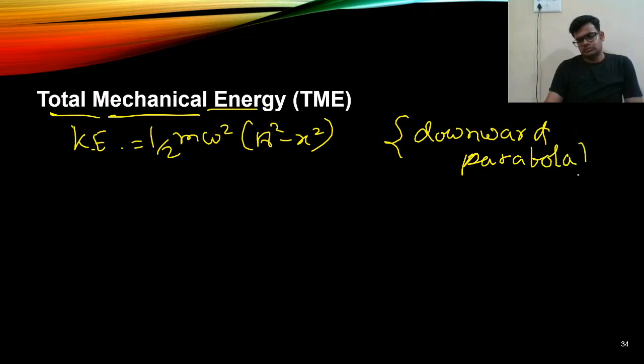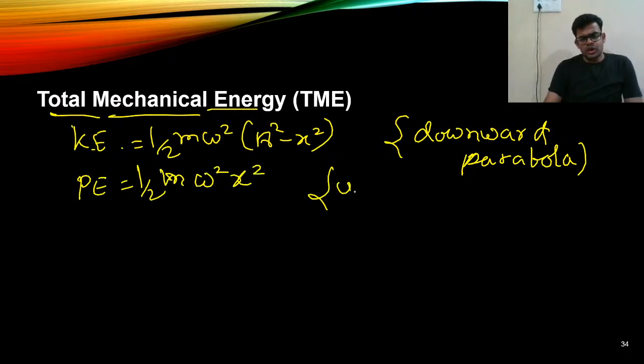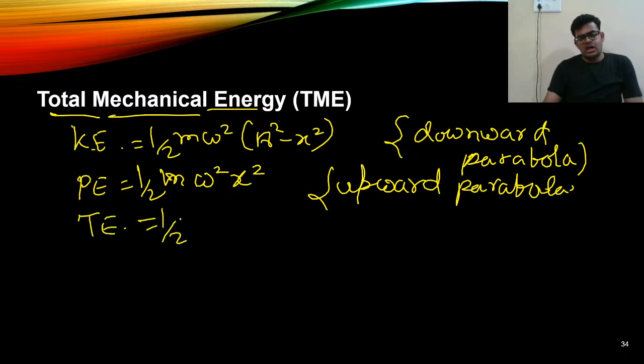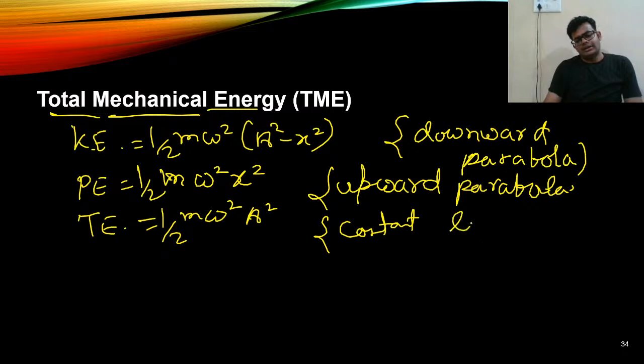Okay. Next, potential energy, that is half m omega square x square. So this is what? Upward parabola. This is the equation of an upward parabola. And next is total energy, that is constant, half m omega square a square. So it is a constant line.